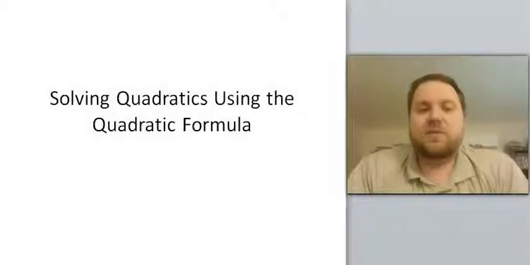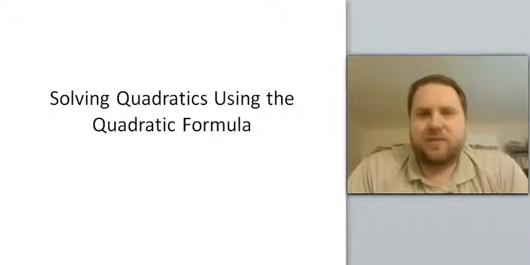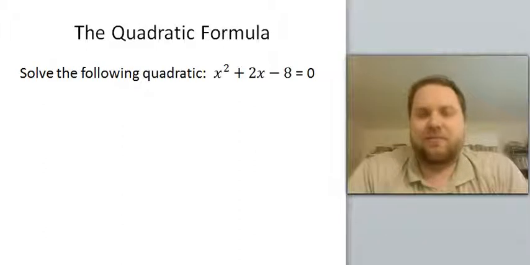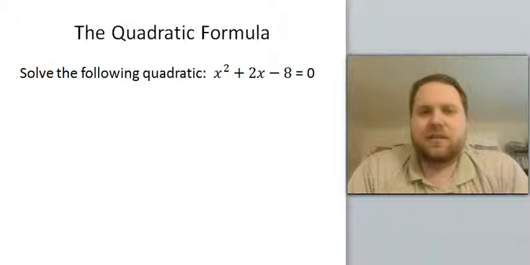Alright, next what we're going to do is look at how to solve these problems using what's called the quadratic formula. So let's start with an example that shows us why this is necessary in the first place. Let's say we have this quadratic, x squared plus 2x minus 8 equals 0. In order to solve that, we would do what we did in the previous examples. Let's try and get x by itself.